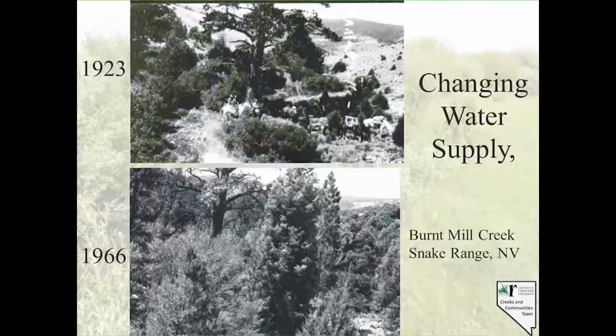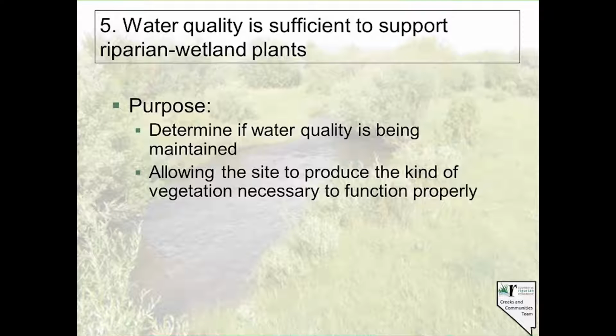Number 5, water quality is sufficient to support riparian wetland plants. Remember, water quality was not something that we included in the LODIC checklist, but we do include it here because of the nature of groundwater-dependent ecosystems. The water that's coming up may be a particular water quality due to geothermal activity or just by how long the water has been in contact with parent material underground, and if the plants have become adapted at that site to deal with a certain water quality, if something changes that, that's an issue.